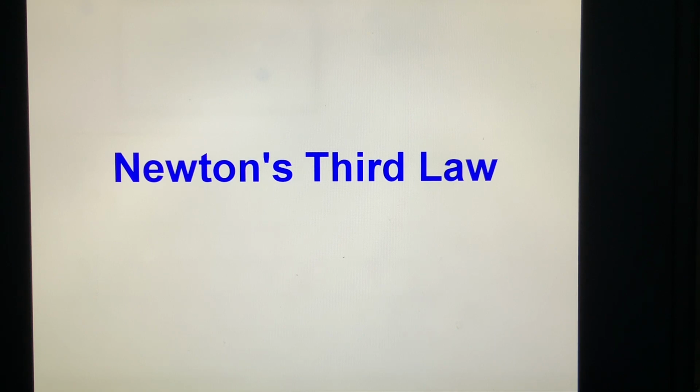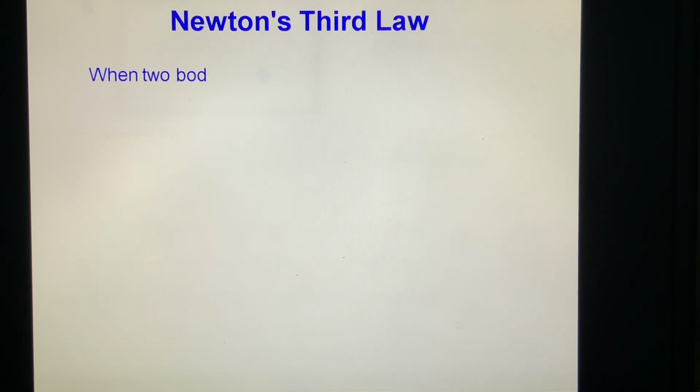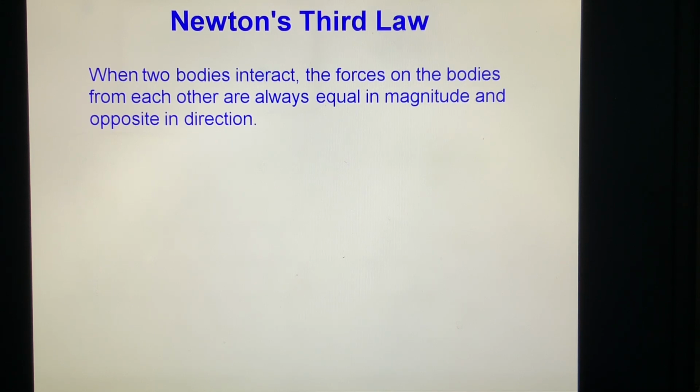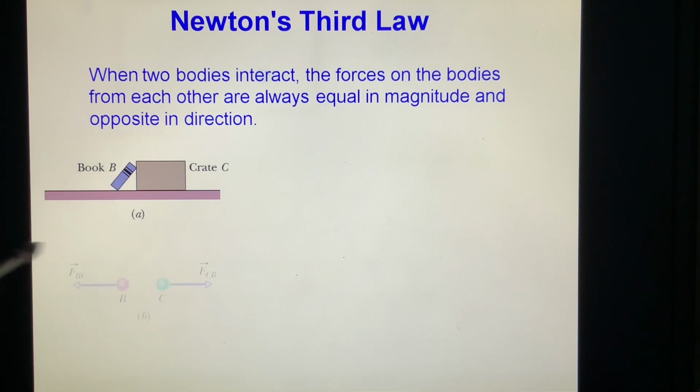Newton's third law. When two bodies interact, the forces on the bodies from each other are always equal in magnitude and opposite in direction. Say a book is lying on a crate C. We have two forces. One is F_CB, the force acting on the crate by book B. Another one is F_BC, the force acting on the book by the crate.